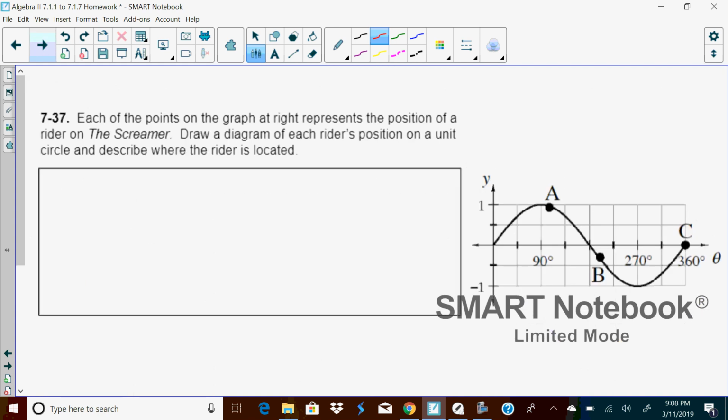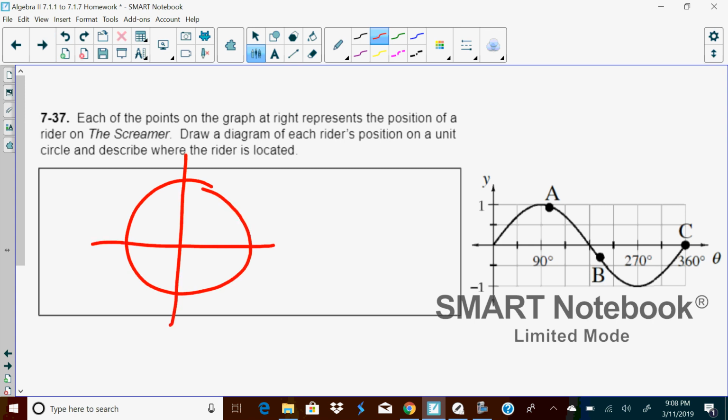Problem 37, it says each point on the graph represents the position of the rider of the Screamer. Draw a diagram of each rider's position on a unit circle. So A would be a little past 90. So A would be about right here. B is going to be a little past 180. So B is going to be down here. And C is going to be at 360 or when you get off.